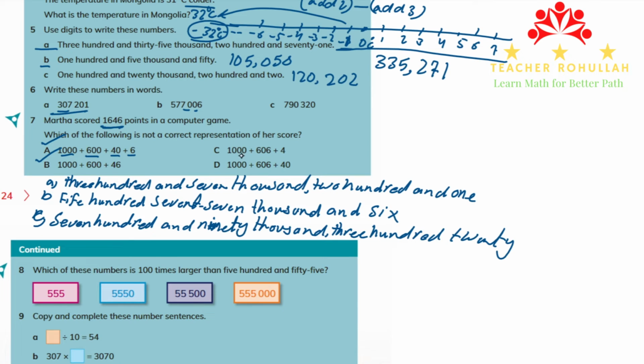And for part C, we have 1,000 plus 606 plus 4, which gives us 1,610. This one is not showing the number 1,646. And in D, we have 1,000 plus 606 plus 40. 1,000 plus 606 is 1,606, plus 40 is 1,646. So this is also the correct representation of 1,646. So the only one which is not showing the same number is part C of this question. Well, we are done with question 7, so let's now move to question 8.